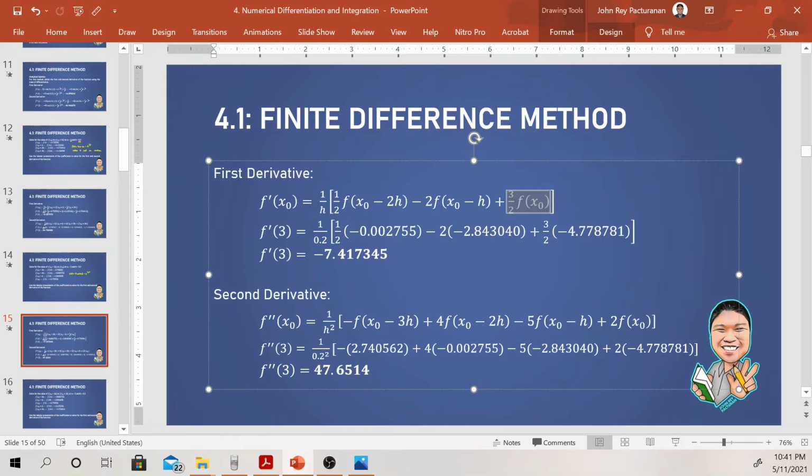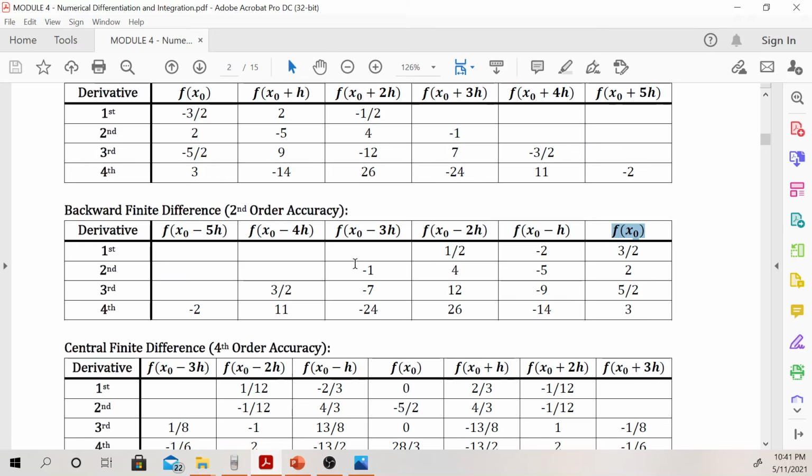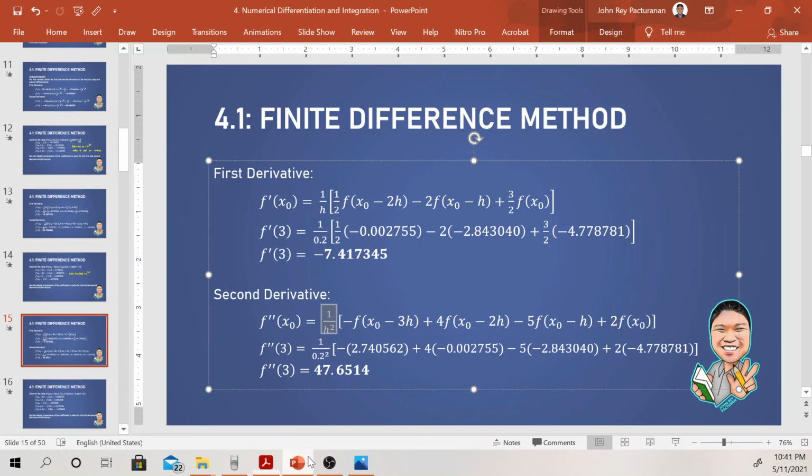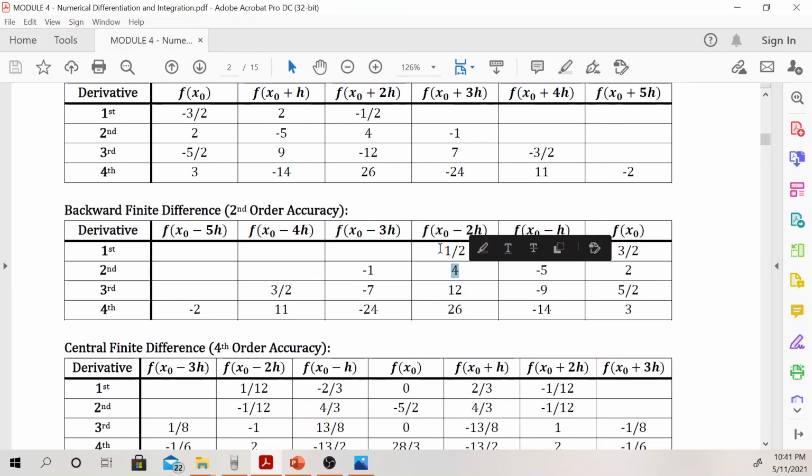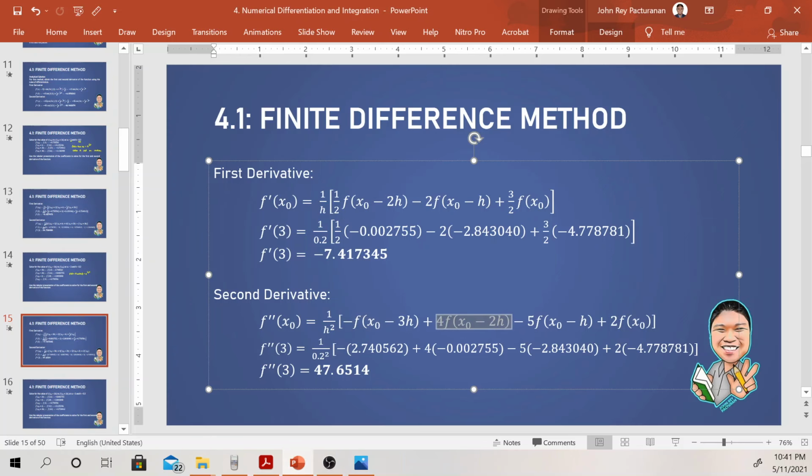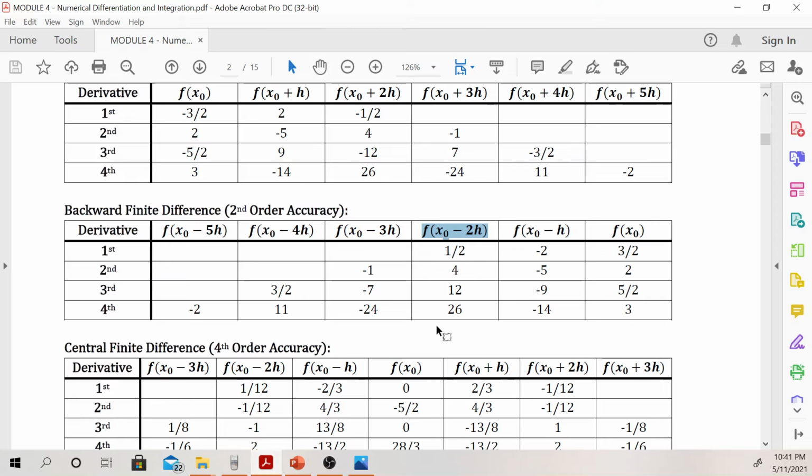I hope that's clear. For the second derivative, start with 1 over h squared. And as you can see here, it starts with negative 1 of f of x sub o minus 3h. Then, plus 4 of f of x sub o minus 2h. I hope that's clear. Then, again, minus 5. Let's take a look, okay?